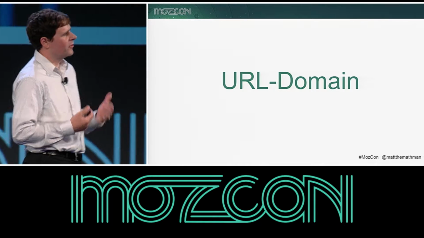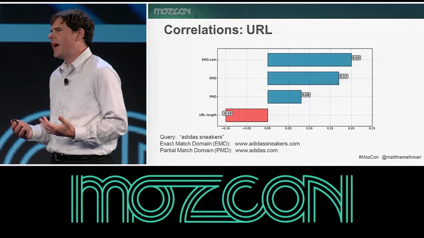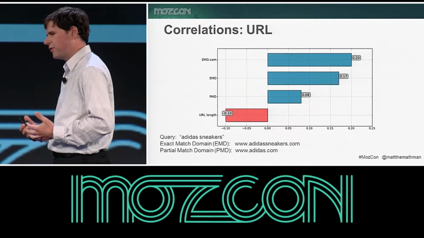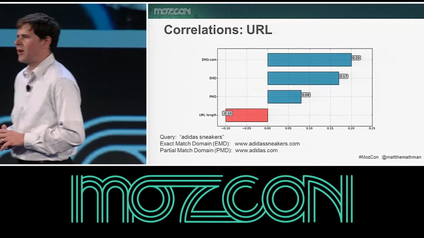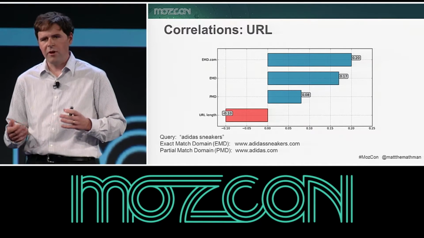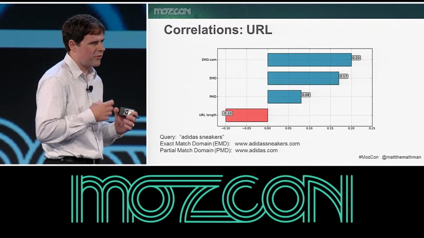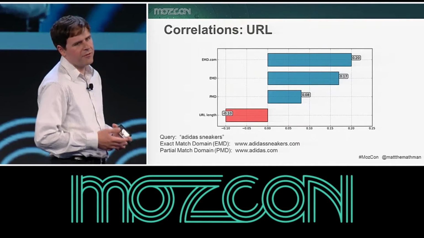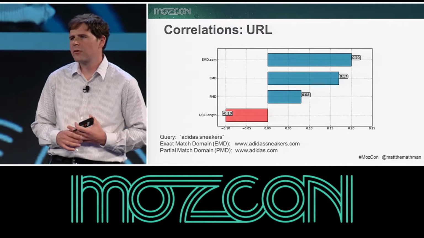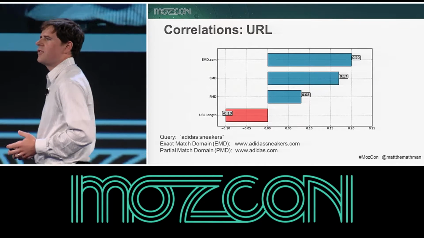OK, so moving on to the actual URL. Exact match domain and partial match domain are things that are often talked about by SEOs. So this bottom bar here is exact match domain, 0.17. The exact and partial match definitions are the same as I used for anchor text. The top bar is exact match domain if it's a .com, which is 0.20. These are basically the same correlations as we found 2 years ago. They really haven't changed in 2 years.